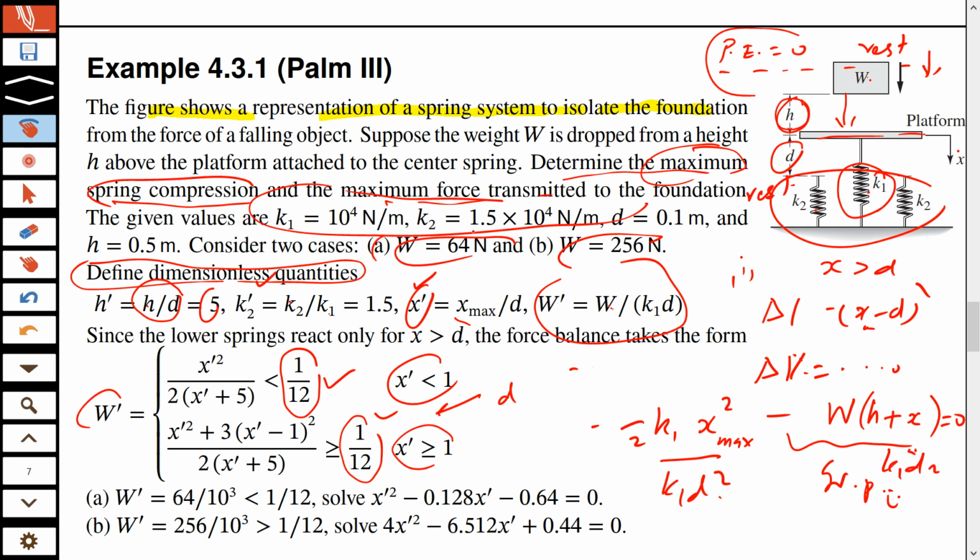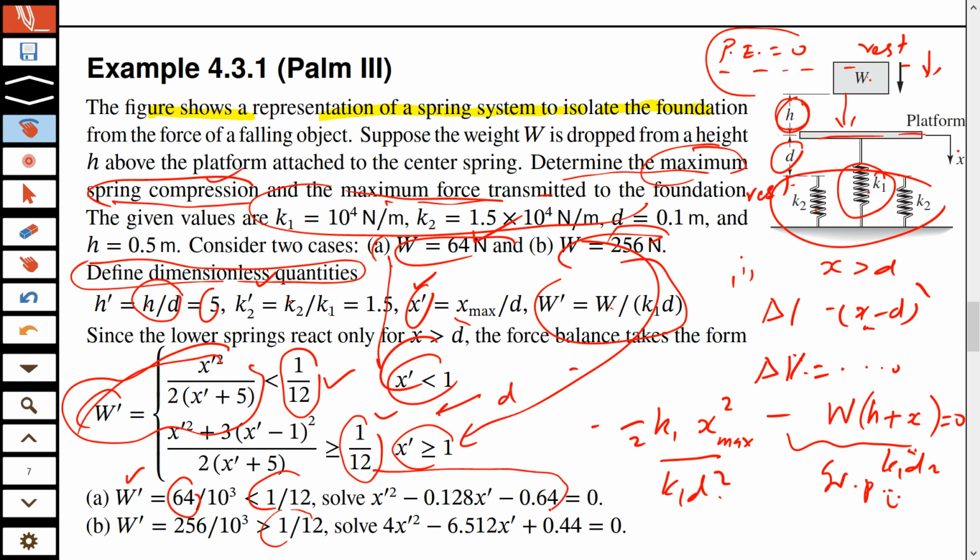Now, since we have two parts, part A and part B, it turns out that this 64 Newton, when you normalize, turns out to be less than 1/12, and this 256, when you normalize, turns out to be greater than 1/12. So basically these two parts correspond to these two conditions. And you can solve, because ultimately you want the maximum compression, so you can solve this equation. It turns out to be a quadratic. Of the two solutions of the quadratic, you take the solution that satisfies the inequality. So in the end you easily get the maximum compression.